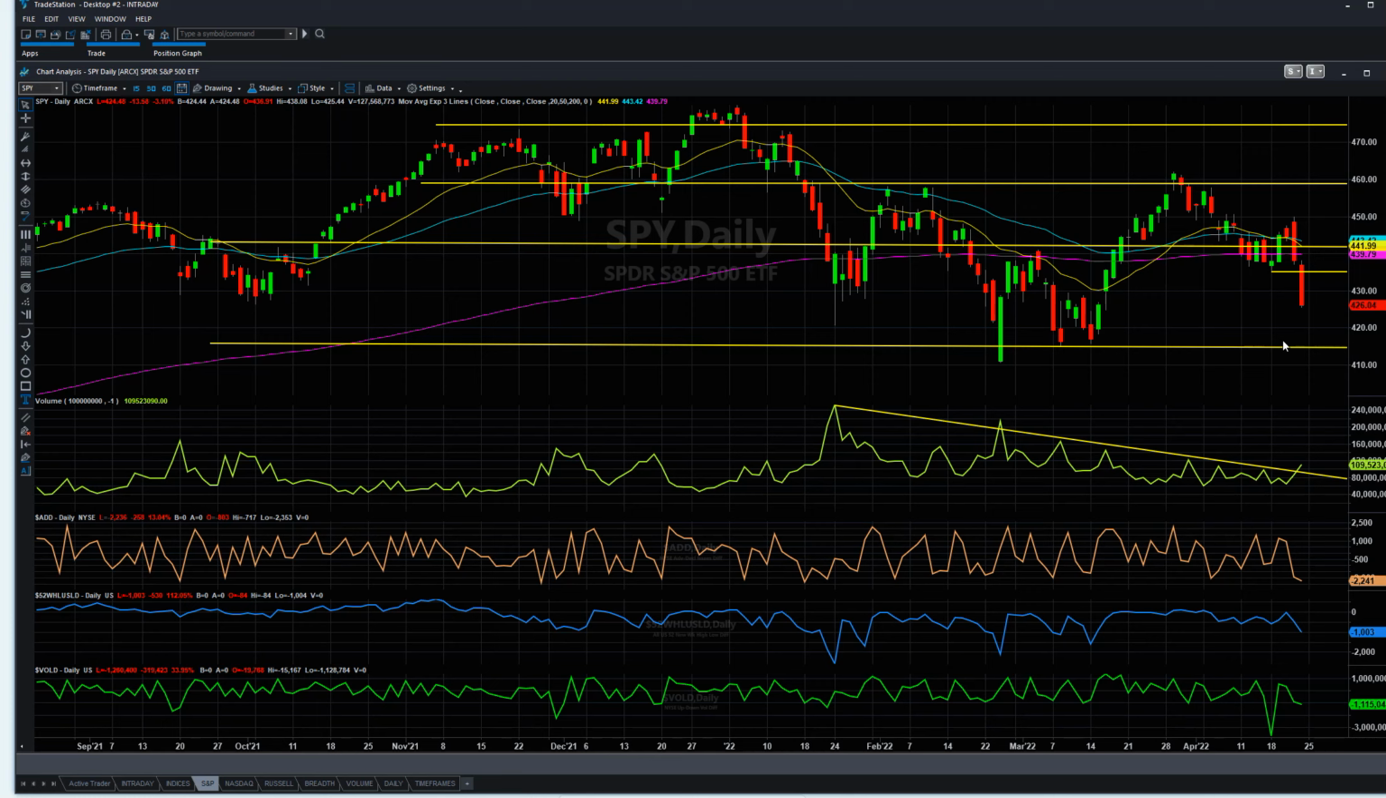this 415 level. The reason this is important is because when you break out of a shorter degree time frame rotation, whether it's to the upside or the downside, that gives you the higher probability of a greater degree time and price move. Those are where the better moves are made.